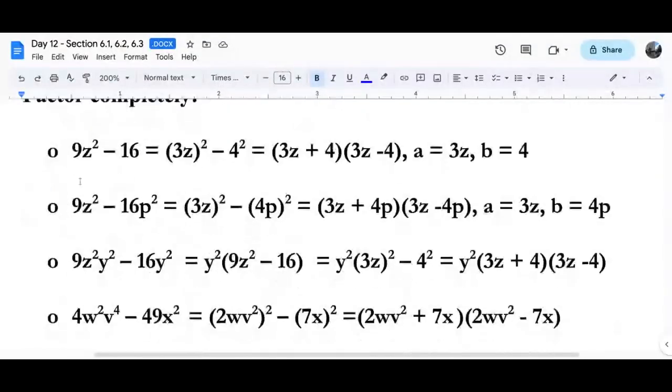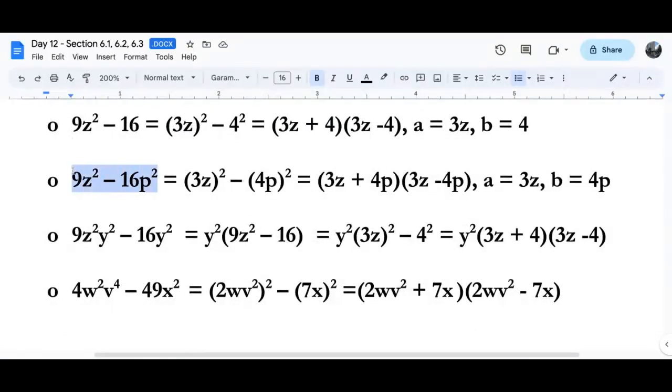Let's see this. If we have 9z squared minus 16, the first one, 9z squared, can be written as 3z parentheses squared minus 4 squared. So that means a equals 3z, b equals 4. So we factor as 3z plus 4, 3z minus 4. If we have 9z squared minus 16p squared, 9z squared can be written as parentheses 3z squared. 16p squared can be written as 4p parentheses squared. So that's 3z plus 4p, 3z minus 4p.